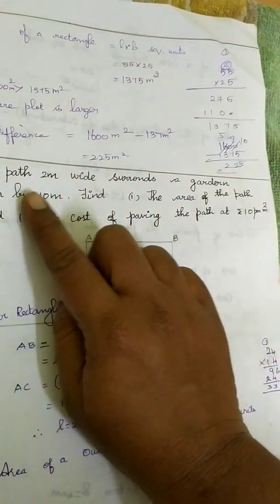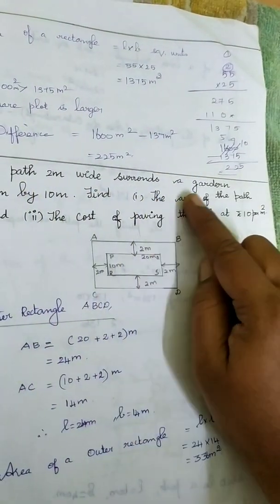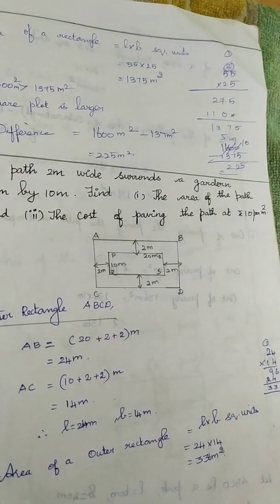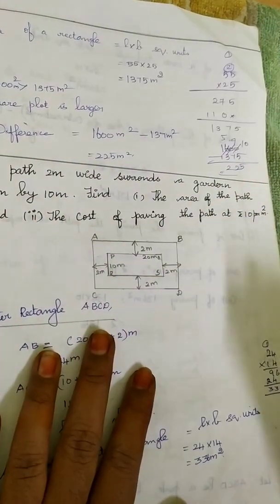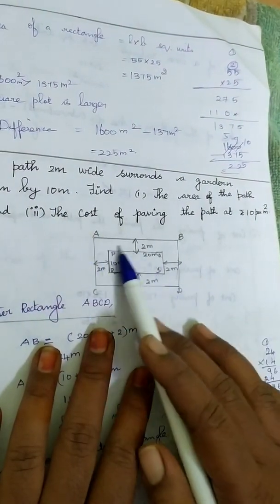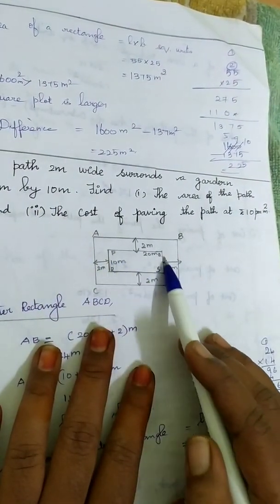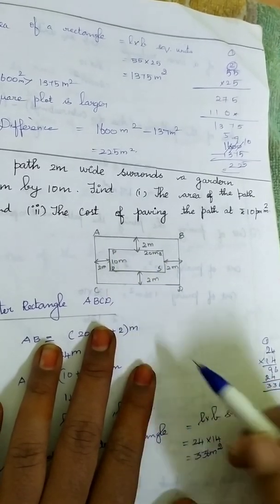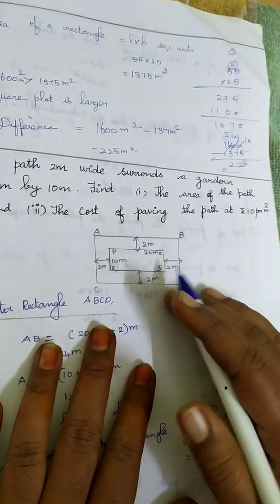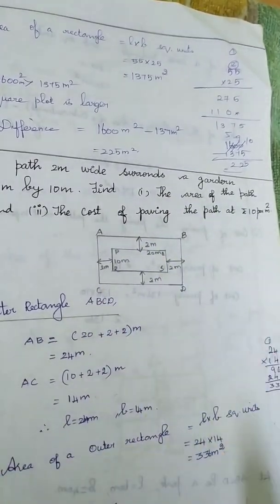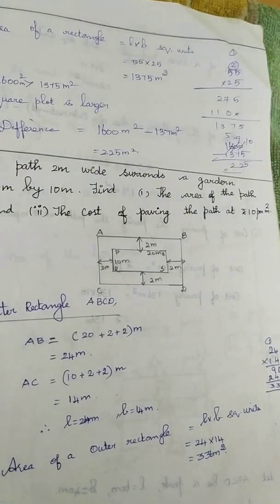So they have given a path 2 meter wide surrounds a garden. So that is a garden. The pathway surrounds the garden, and they have given 20 meter by 10 meter. So the garden shape is a rectangular shape. One side is 20 meter. Rectangular shape means opposite sides will be equal. So 20 meter, 20 meter and 10 meter, 10 meter. Opposite sides we have drawn equal.